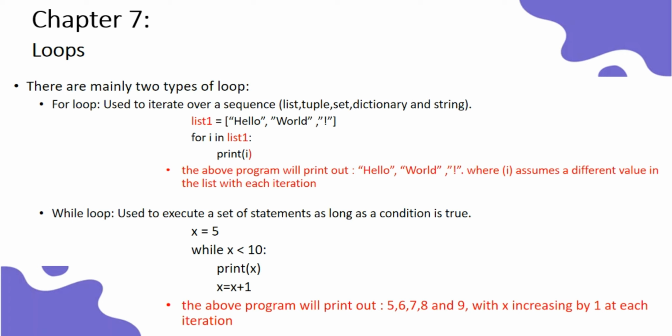The for loop is used to iterate over a sequence: list, tuple, set, dictionary, and string. And the while loop is used to execute a set of statements as long as the condition is true. Now for this tutorial, we'll be starting with the for loop. And as I said, the for loop is used to iterate over a sequence. So I'll be working with a list.